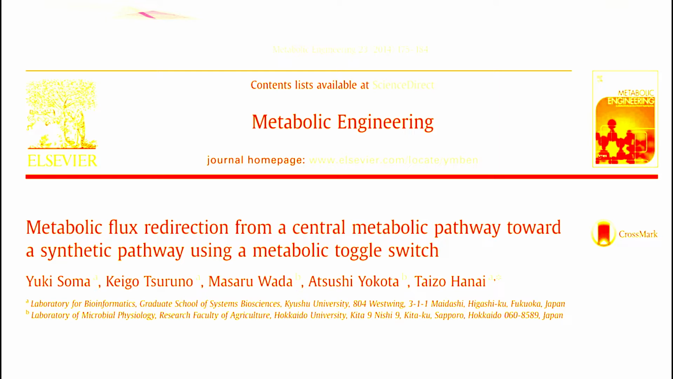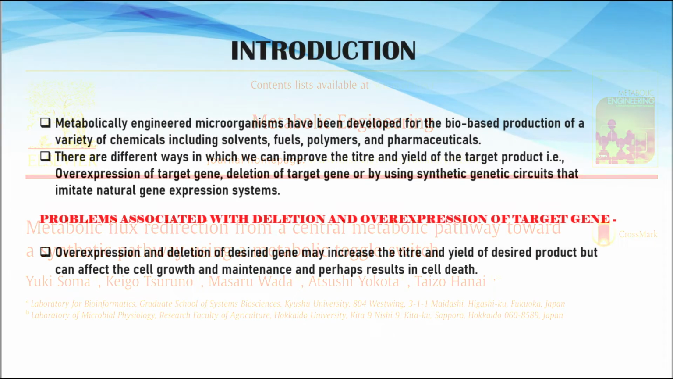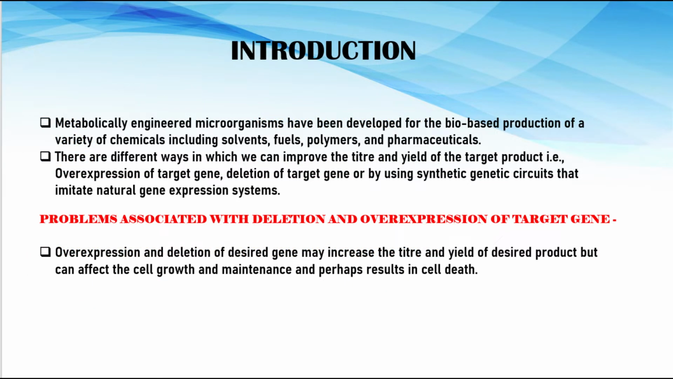We are here to present a research paper on metabolic flux redirection from a central metabolic pathway towards a synthetic pathway using a metabolic toggle switch. In this research paper, scientists of Japan have used the concept of metabolic toggle switch in order to increase the yield and titer of the desired product, that is of isopropanol.